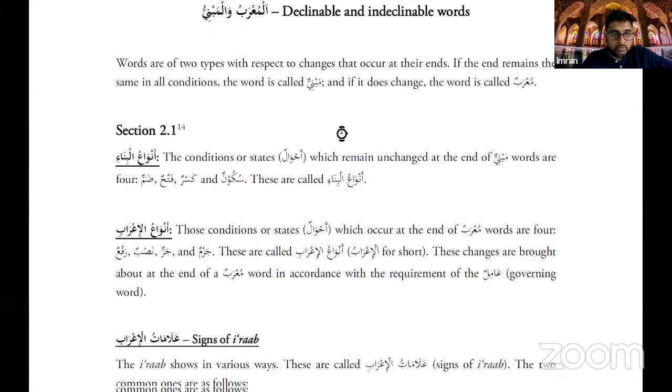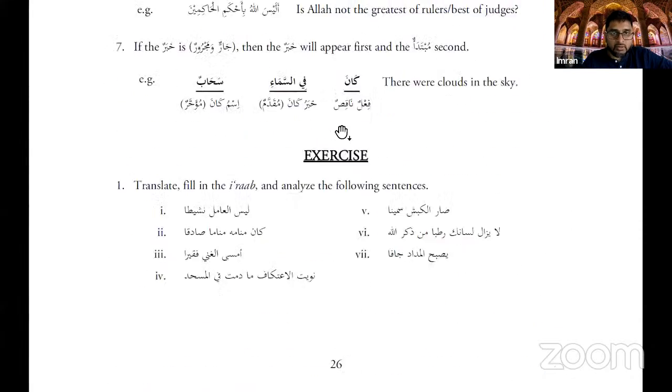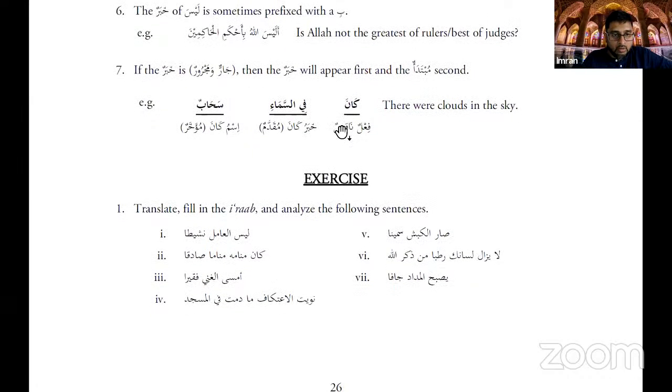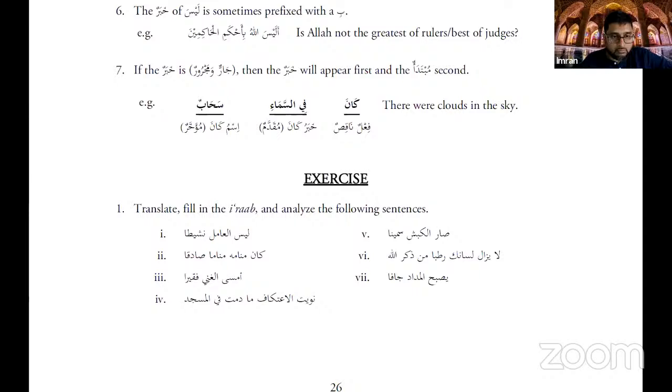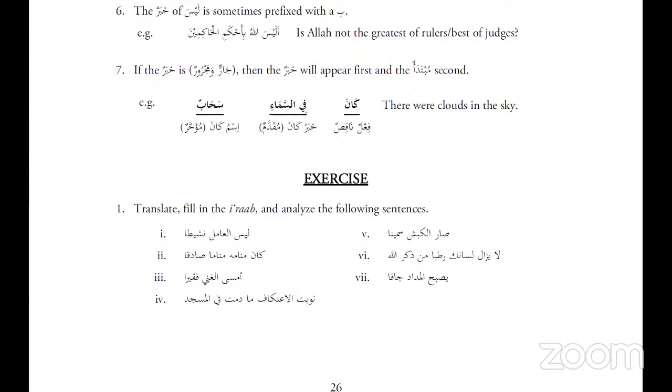I'm going to do something else. Let's do a few exercises. Can you do some of these exercises? Okay, so Laysa, we did. Laysa al-amilu nashitan. Amilu means worker. What is nashitan? Active. Okay, so it's going to be nashitan.